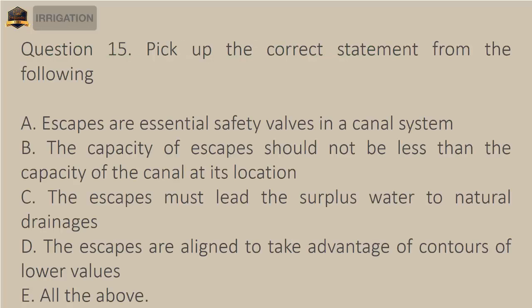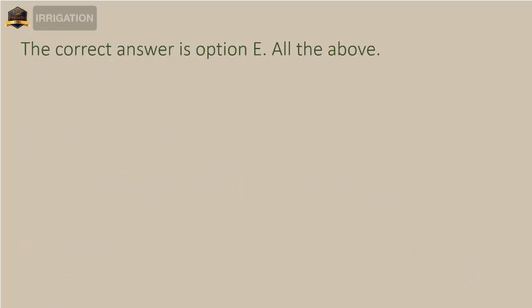Question 15. Pick up the correct statement from the following. A. Escapes are essential safety valves in a canal system. B. The capacity of escapes should not be less than the capacity of the canal at its location. C. The escapes must lead the surface water to natural drainages. D. The escapes are aligned to take advantage of contours of lower values. E. All the above. The correct answer is option E, all the above.